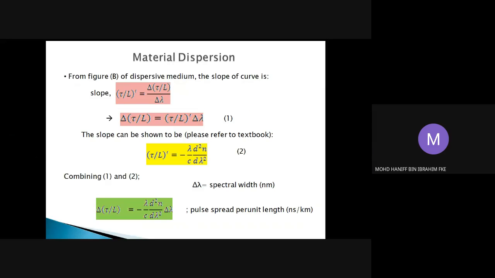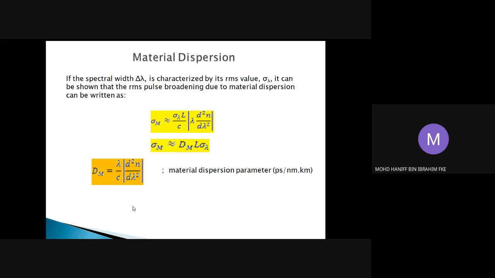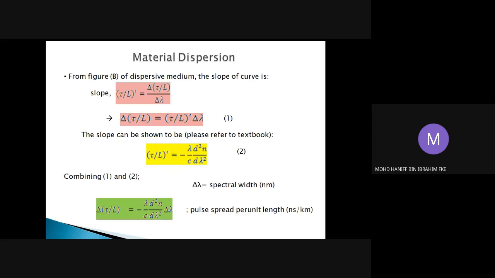Hopefully by now you have understood material dispersion, and how we obtain this equation that enables us to calculate the pulse spread per unit length as a result of material dispersion. This equation is also termed the material dispersion parameter. I'm going to learn this in the next slide here.